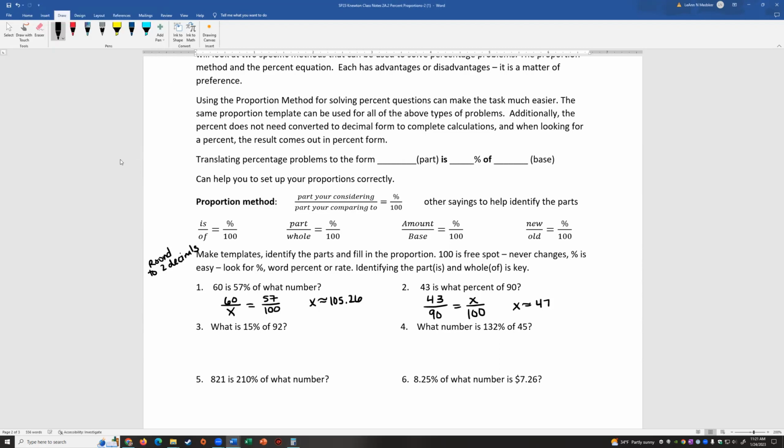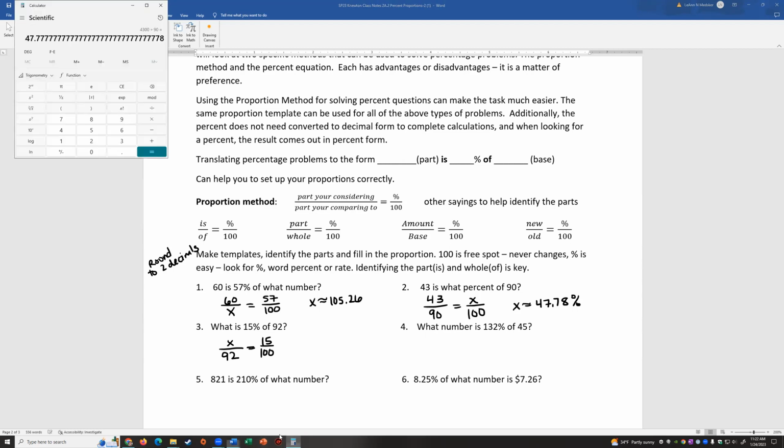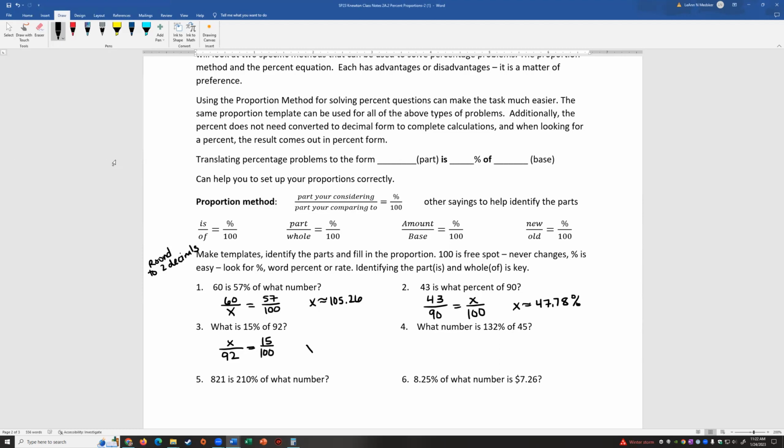And that's going to be our percentage. So I need to put a percent sign on that one. Okay. What is 15% of 92? So I don't know my is. I know the of, which is the 92. Percent is 15 over 100. So we're doing 92 times 15 divided by 100. That is 13.8. So we don't need to round that one because it's less than 2 decimal places.